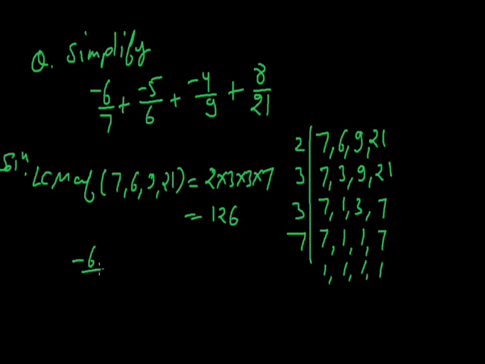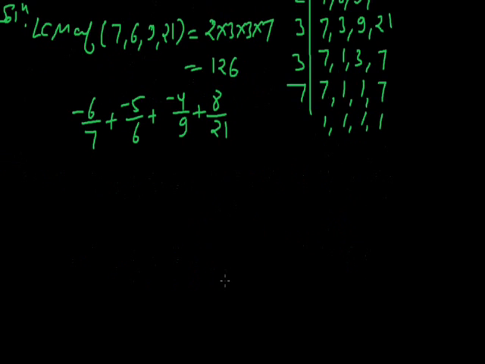So we have to solve minus 6 by 7 plus minus 5 by 6 plus minus 4 by 9 plus 8 by 21. Now we are taking the LCM. As we know that the LCM of 7, 6, 9, 21 is 126. Now 126 divided by 7 we are getting 18. So minus 6 is multiplied with 18. Now there is a plus sign, so we write plus.